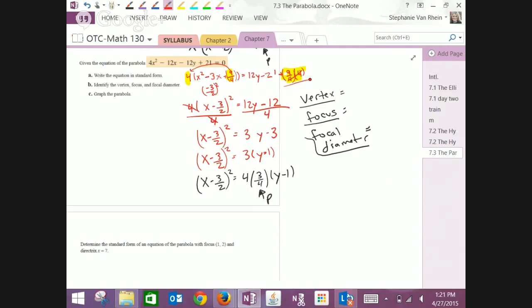Okay, so the focal diameter is just 4 times p. It's always this number here, 3. So it means you're adding 1.5 to the left and 1.5 to the right. But knowing the focal diameter, yeah. Okay, those are good. Yep, those are good.